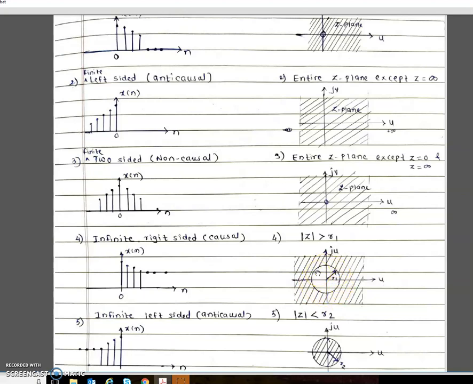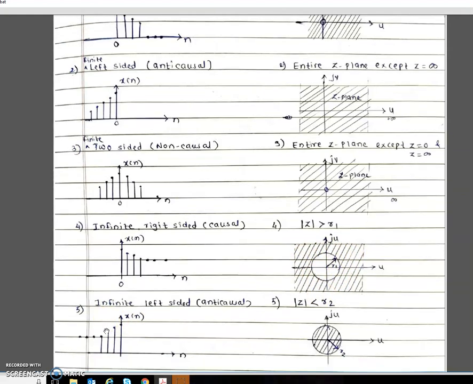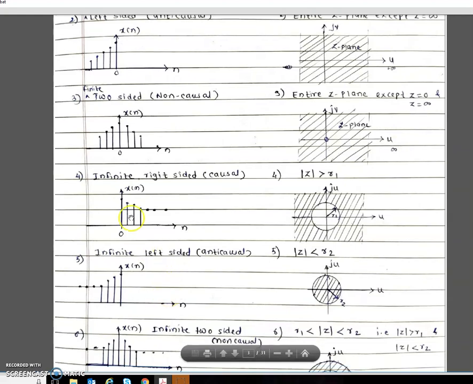If the value of z you are taking lies in the interior of this circle, the system will not be stable, because you will get some infinite values of X of z. But if the value of z is such that it lies in the exterior of this circle r1, the system will be stable. The same case in the infinite left-sided signal, that is anti-causal.